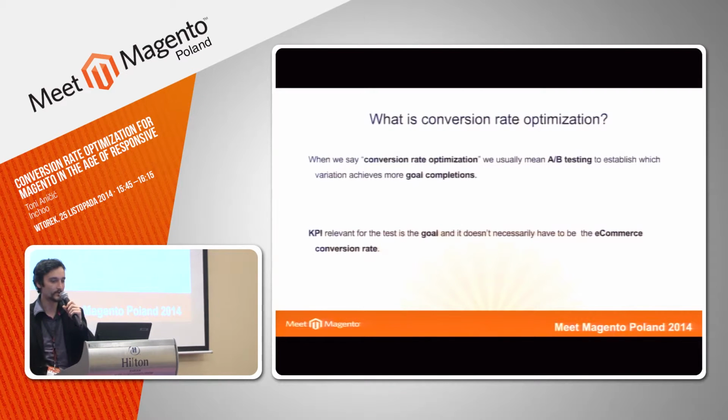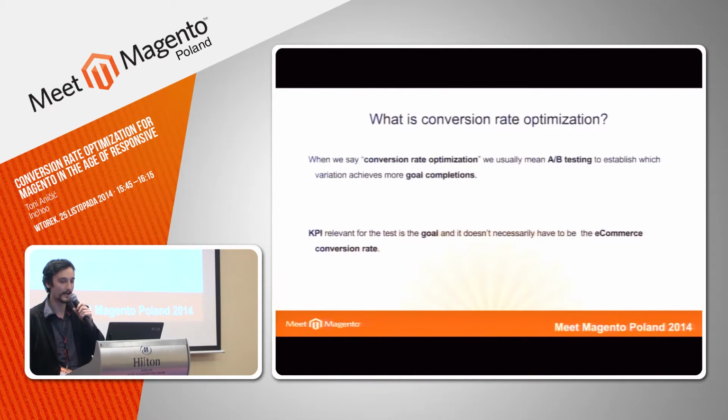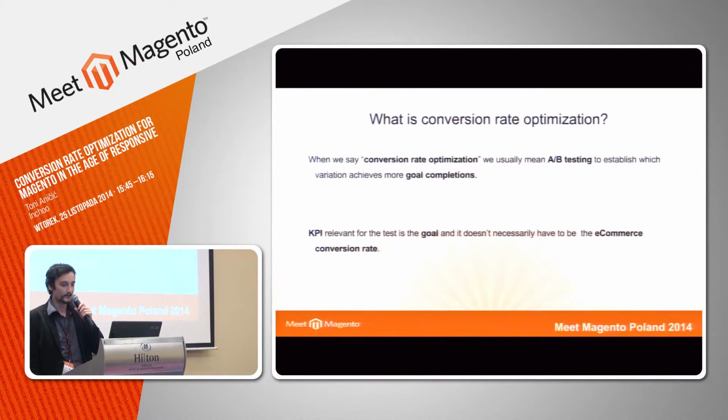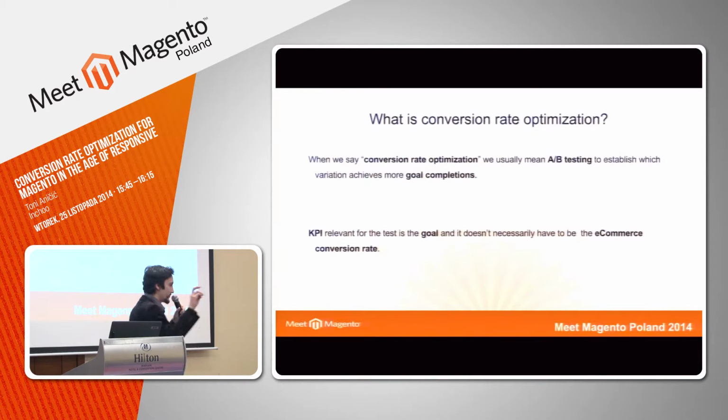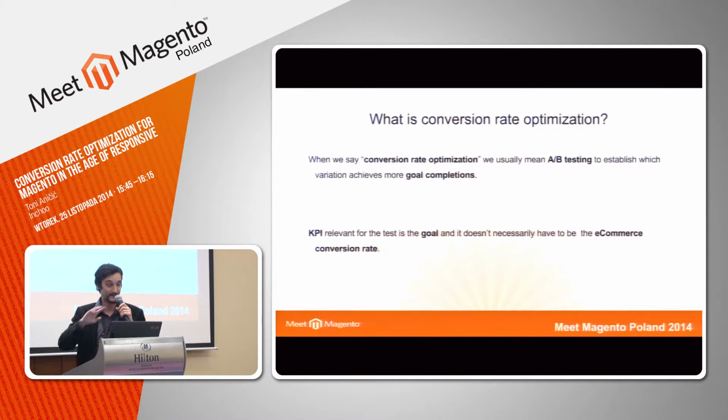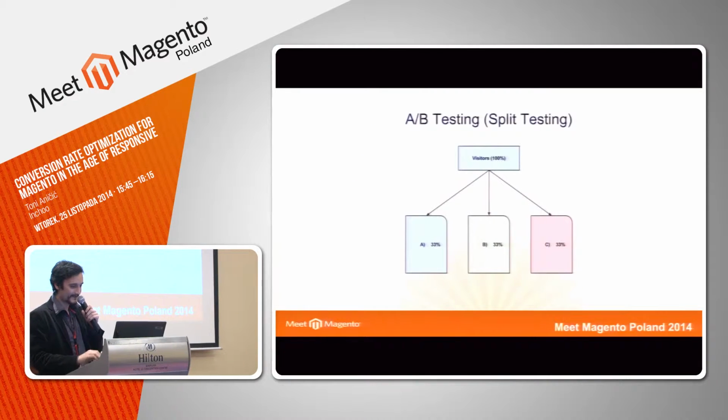So when we say conversion rate optimization, we usually mean A/B testing, which is also known as split testing, to establish which variation achieves more goal completions. Since it says conversion rate, many people kind of confuse the e-commerce conversion rate you see in your analytics with the conversion rate on the test. It's not the same thing, but I'll talk about that a little bit more later.